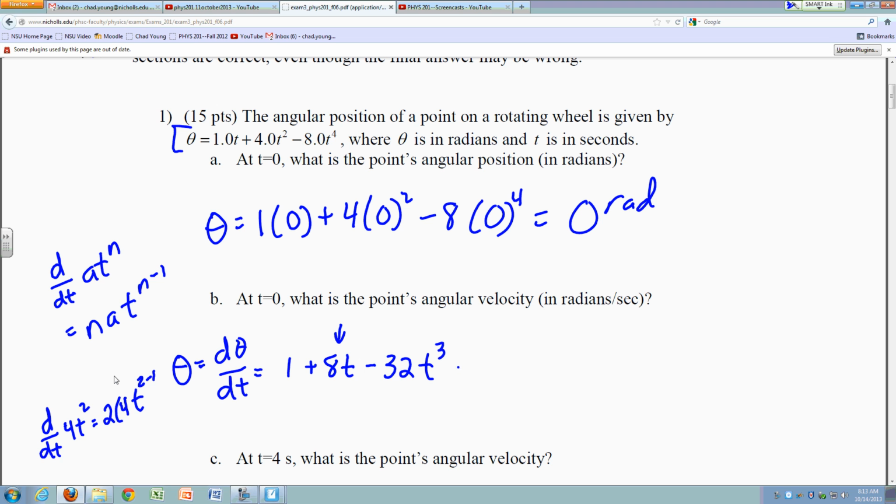And so the point's angular velocity is equal to what? Its initial angular velocity at t equals 0? 1 radian per second. It's not 0 because we now have this part that's not dependent upon t.